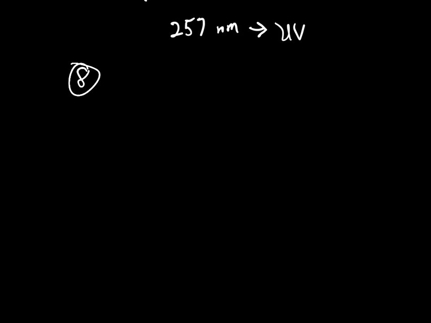Number 8. What is the maximum kinetic energy in electron volts of electrons ejected from sodium metal by 450 nanometer electromagnetic radiation, given that the binding energy is 2.28 eV? How do I find this? What equation? If I'm looking for maximum kinetic energy, what equation? Same equation. Kinetic energy is hf minus the binding energy.